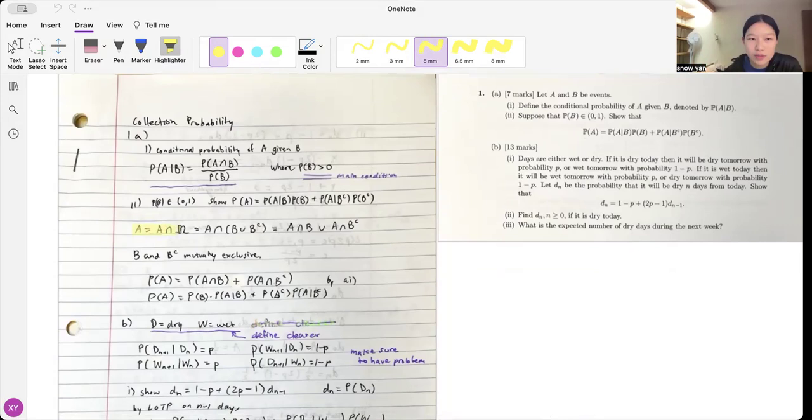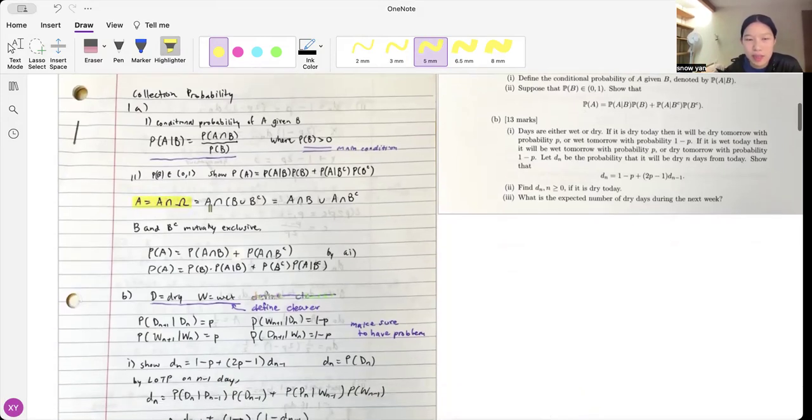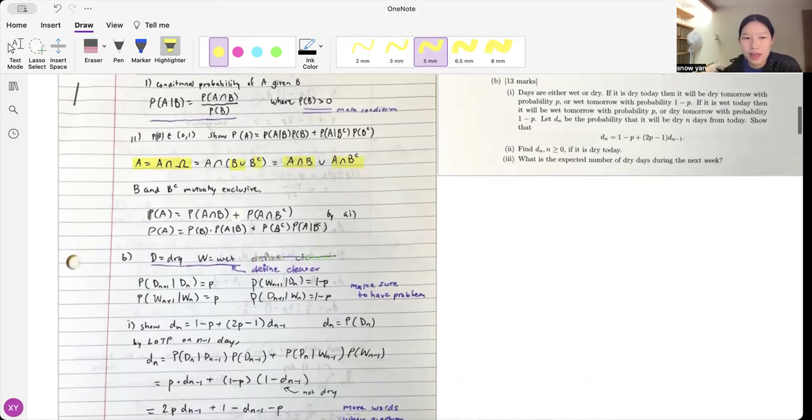So we get A equals A intersected with the sample space, and then we can write omega as a partition between B: it can either be B or not B. It has to be one of the two and can't be both. So that's why we can write it as such. If we distribute that over, we get (A and B) or (A and not B). Since B and not B are mutually exclusive, we get that P(A) is equal to P(A and B) plus P(A and not B).